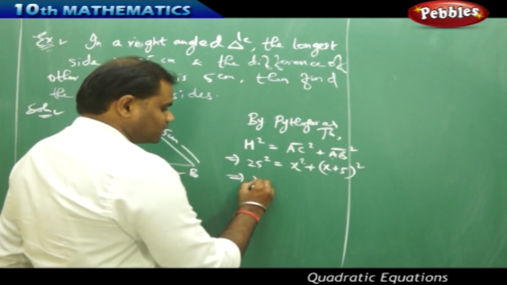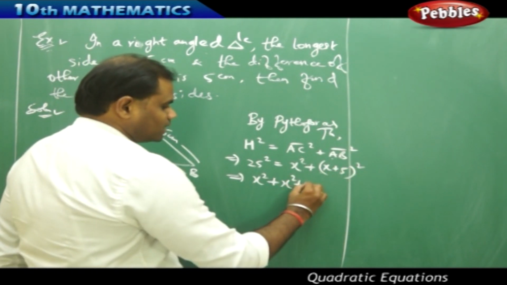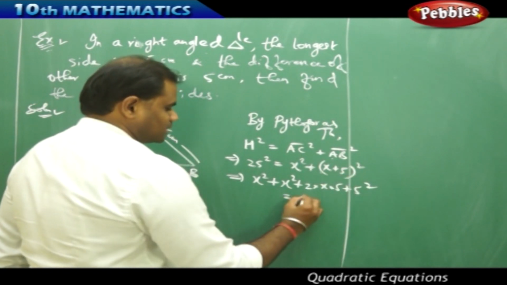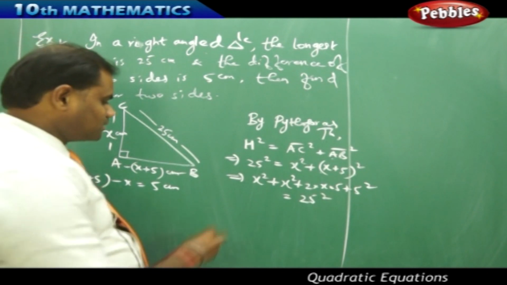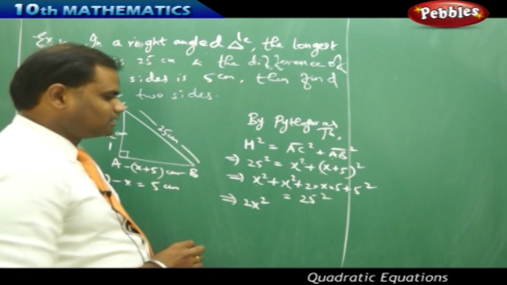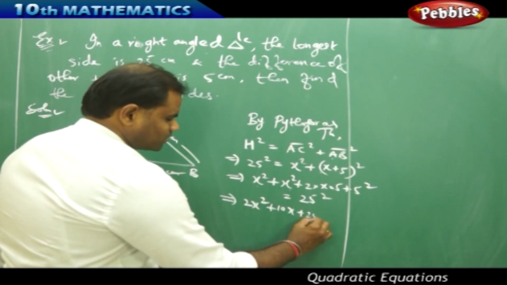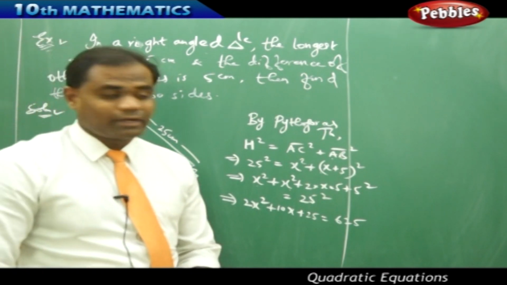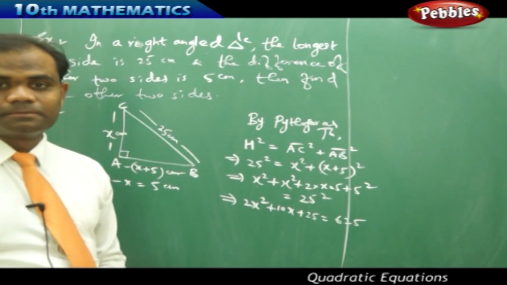So if I simplify the right hand side, then this is a plus b whole square, which is a square plus 2ab plus b square, that equals 25 square. Further simplifying this, I get x square plus x square, which is 2x square, then 2 times of 5, which is 10x, plus 25 equals 625, because 25 times 25 is 625.